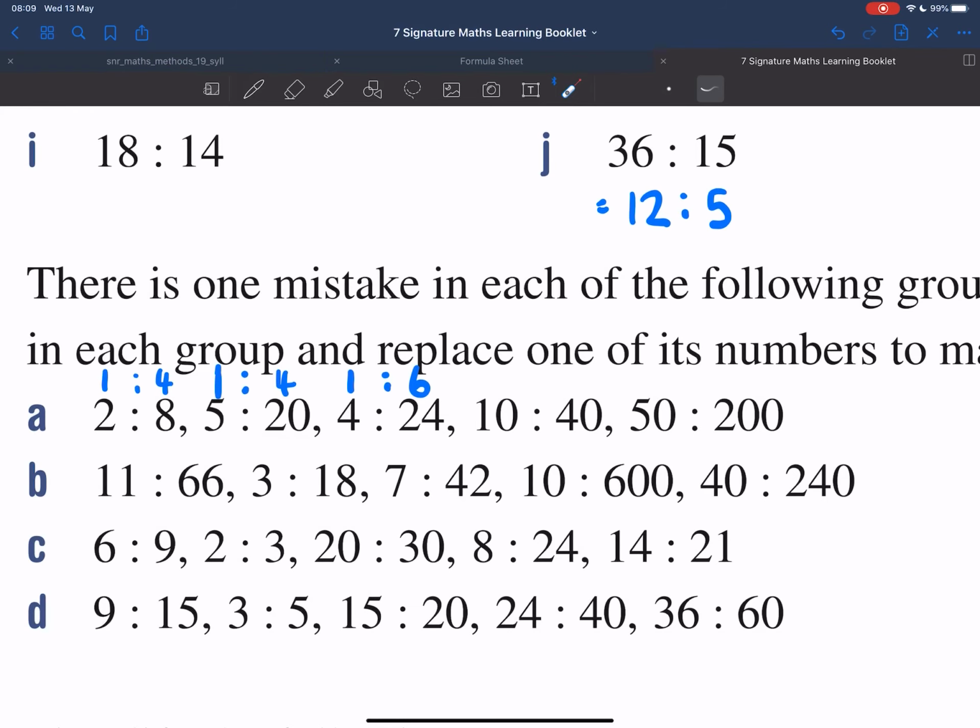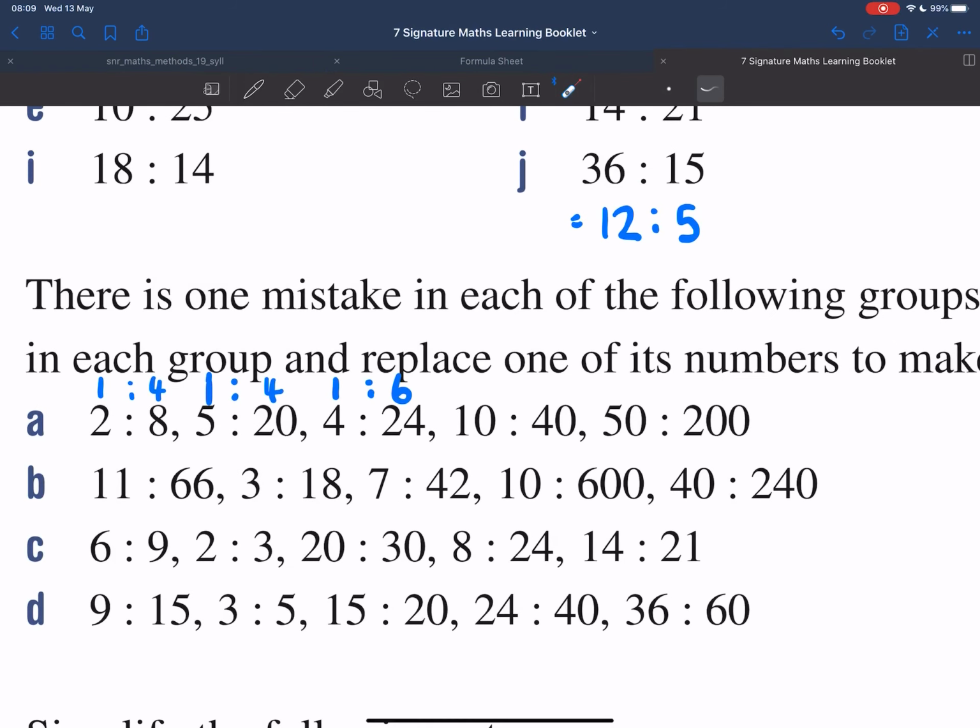Okay. So let's now go to 10 to 40. I can halve this to 5 to 20, but I can just skip and go right to an even easier strategy and divide both sides by 10. So 10 divided by 10 will give me 1, and 40 divided by 10 will give me 4. So this is 1 to 4, just like our first two.